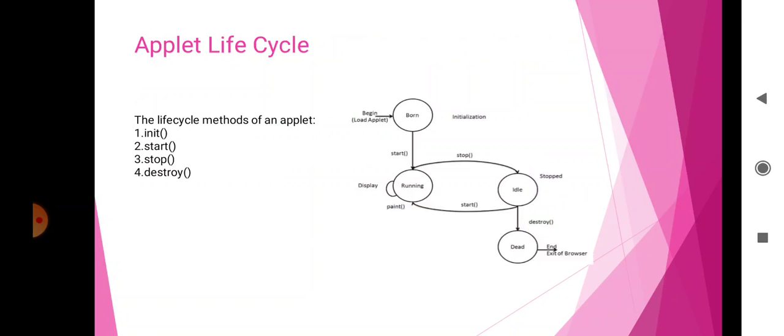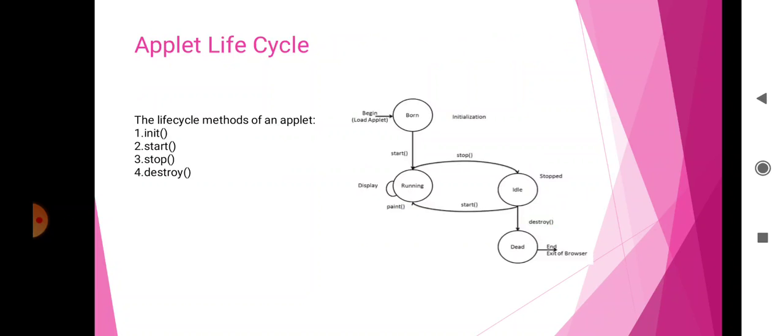Applets run in the browser, and their lifecycle methods are called by the JVM, the Java Virtual Machine, when the applet is loaded and destroyed. Here are the lifecycle methods in applets: init, start, stop and destroy.